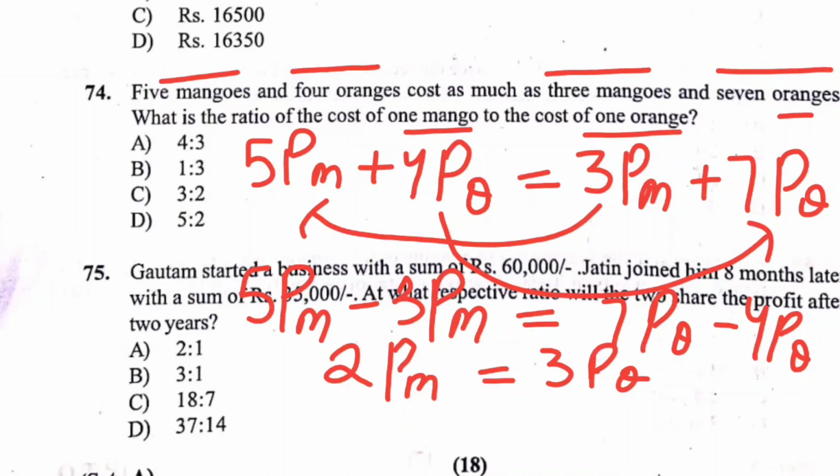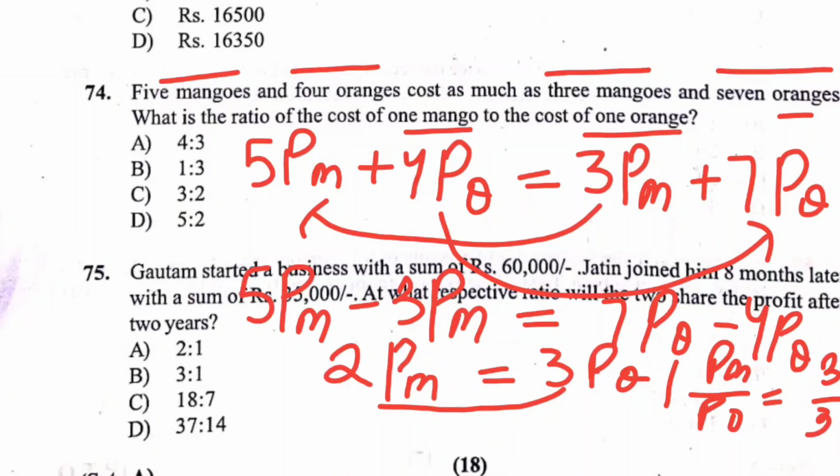Transpose this PO to the LHS. So we will get PM upon PO will be equal to, transposing it gets divided, 3 upon 2. The ratio of the prices of mango and orange will be 3 upon 2 here. So the correct option should be 3:2.